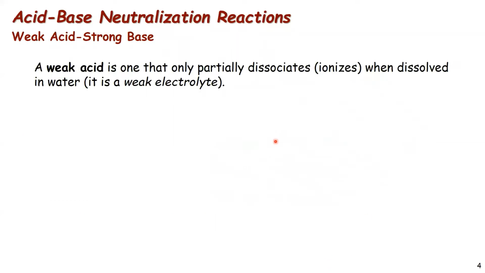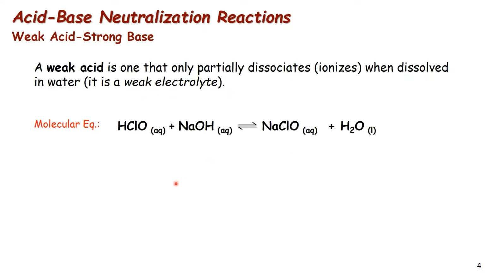Okay, now a weak acid is one that only partially dissociates or ionizes when we put it in water, and therefore weak means weak electrolyte. So it's a weak electrolyte. So here's an example. We have hypochlorous acid. Okay, that's a weak acid, and it's reacting with sodium hydroxide. Well, that's one of our strong bases.